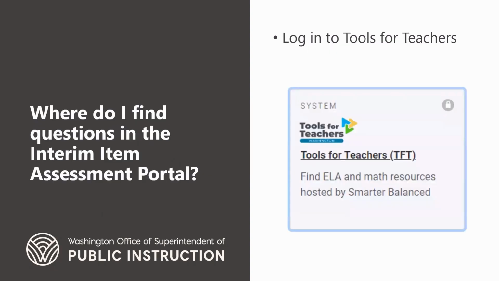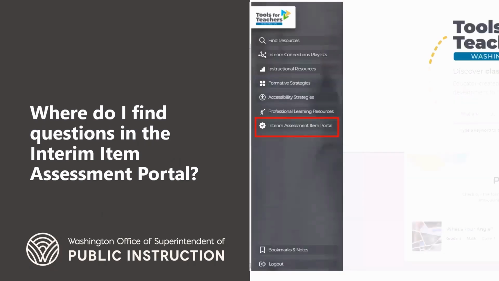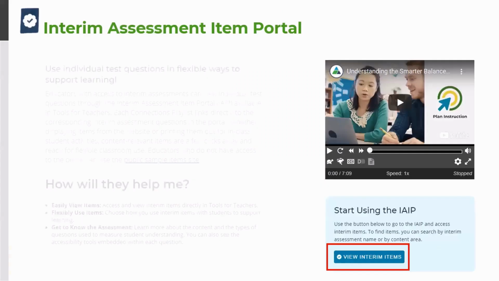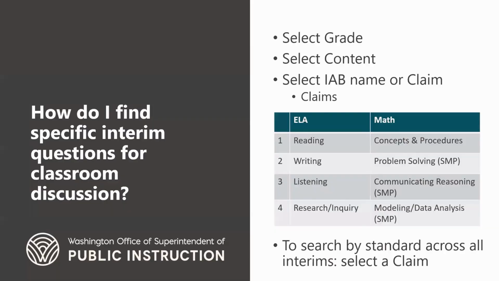In order to get there, the first thing you need to do is to log into Tools for Teachers, which can be done in the WCAP portal. Once you're in there, you want to select Interim Assessment Item Portal on the left-hand side of the landing page of Tools for Teachers. And then once you land on that landing page, there's a blue button underneath the video that says View Interim Items, and that will take you into the Interim Assessment Item Portal itself.